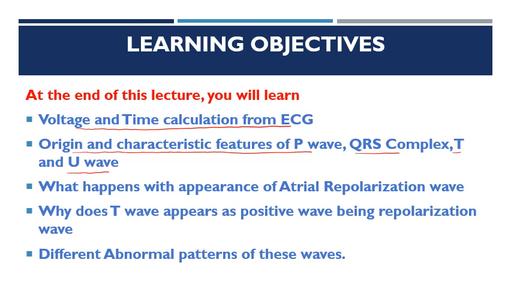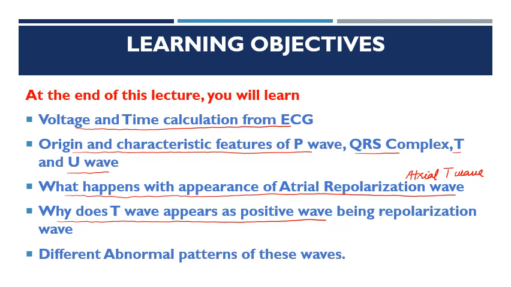You will also be able to explain what happens with the appearance of atrial repolarization wave, that is called atrial T wave. Why does T wave appear as a positive wave, being a repolarization wave? What are different abnormal patterns of these waves?